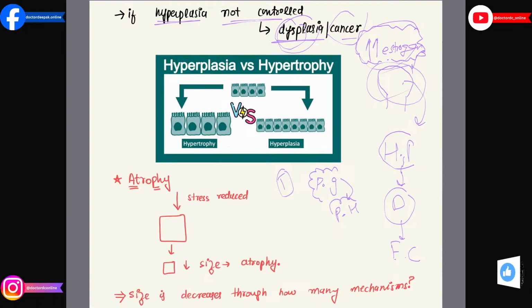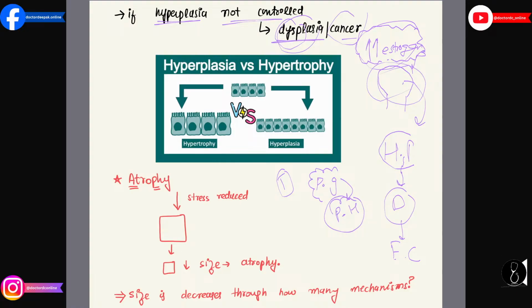So the question is, can prostatic hyperplasia become a cancer in future? The answer is no. So please keep in mind, benign prostatic hyperplasia will not increase the risk of cancer. That is an exception. You guys have to keep it in mind. So please remember this example. This is the example of hyperplasia.